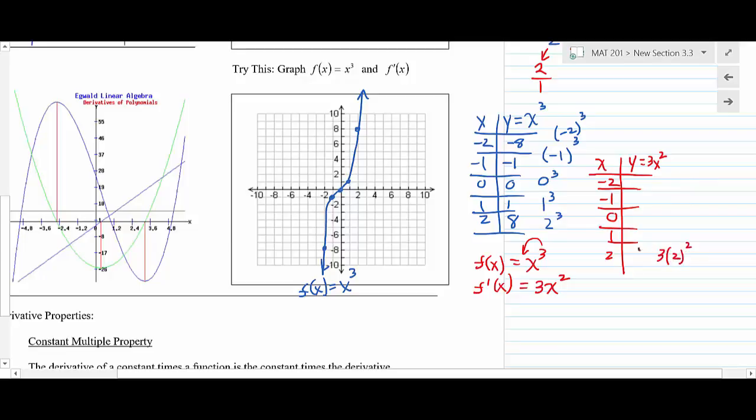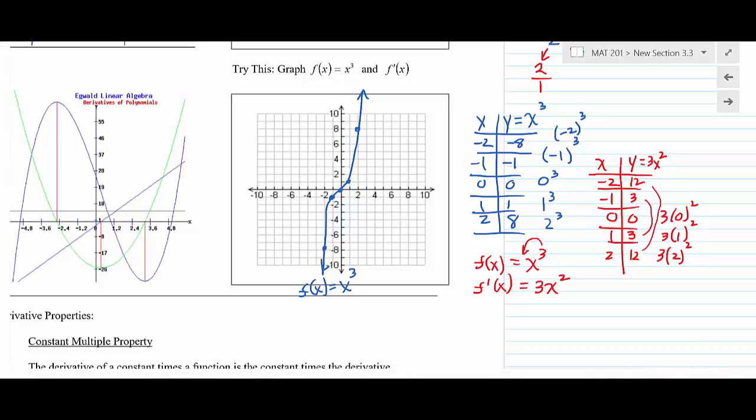I'm going to do 3 times 2 to the second. That's 3 times 4, so that's 12. I have 3 times 1 to the second. That's 3 times 1, so that's 3. Then the next one is 0, and so forth. This one is an even function, so this would just match this, and then the 12 would match there. It's an even function, so it's got some symmetry about the y-axis, so that's how that would go.